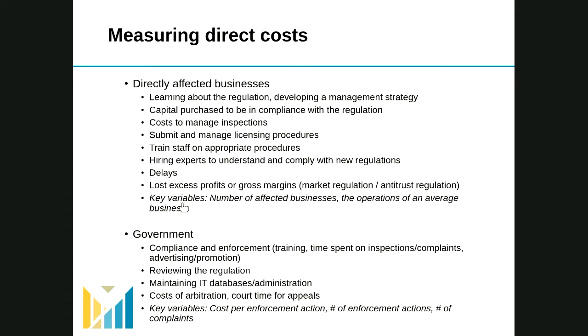And then I mentioned I'm more of an expert in safety, health, and environmental regulation. But whenever we are talking about market regulation or antitrust regulation or competition regulation, often a cost to the business is that they're going to lose some excess profits or gross margins. This is even sometimes an explicit part of regulation. There are a number of European countries where they actually set a limit to the level of gross margins or profits of pharmaceutical companies. So this is a cost to the business because they might get a higher profit or a higher gross margin in a case where this regulation doesn't exist.